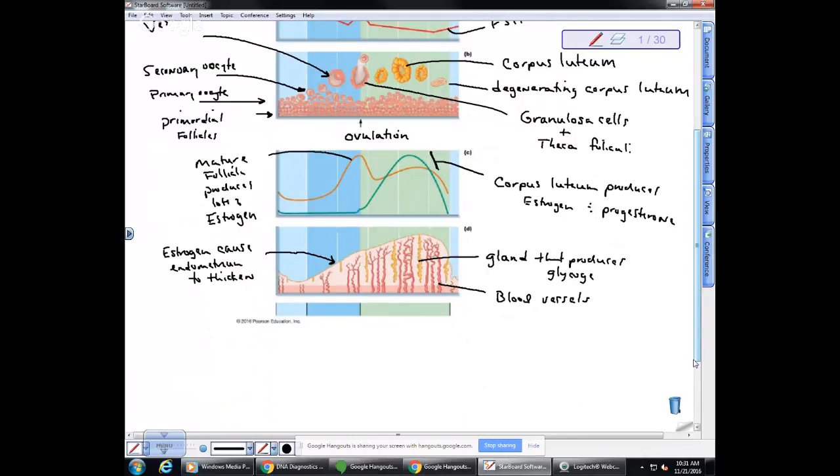So you'll notice something that happens here: if the corpus luteum degenerates and then the progesterone and estrogen levels fall, then we get the sloughing off of the endometrium. So this sloughing off would be due to a decrease in progesterone and estrogen.